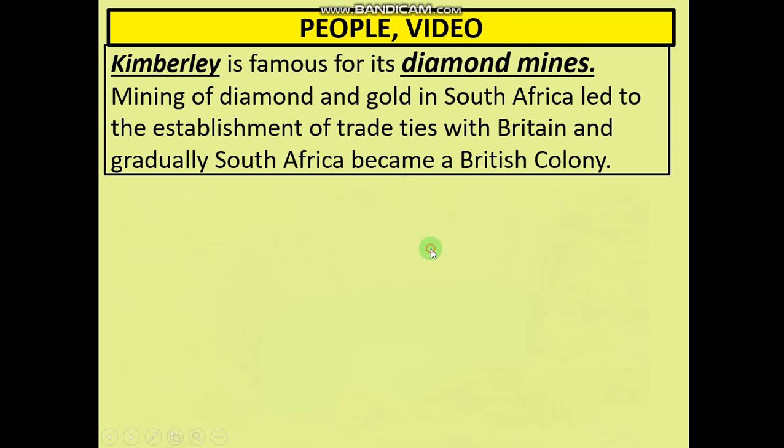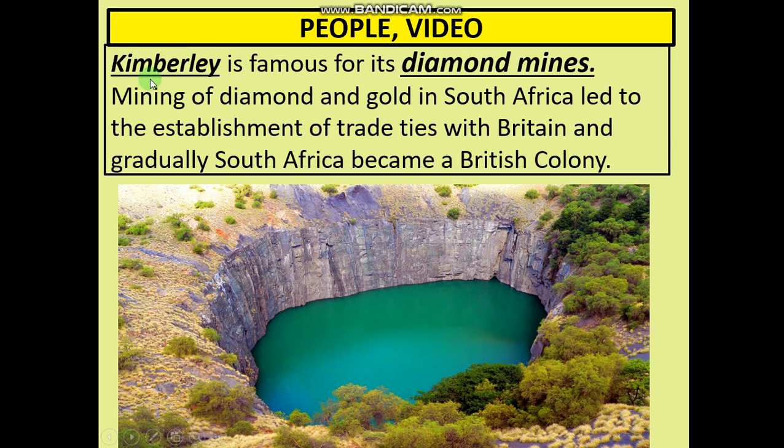Kimberley is famous for its diamond mine. Kimberley is a place in the African region, and they have a lot of diamond mines. See, such are the mines. This is one example of a mine. Later on, this well was kept open. When all the diamond was taken out from this well, it was left over, and this hole has been filled with natural rainfall or natural water.